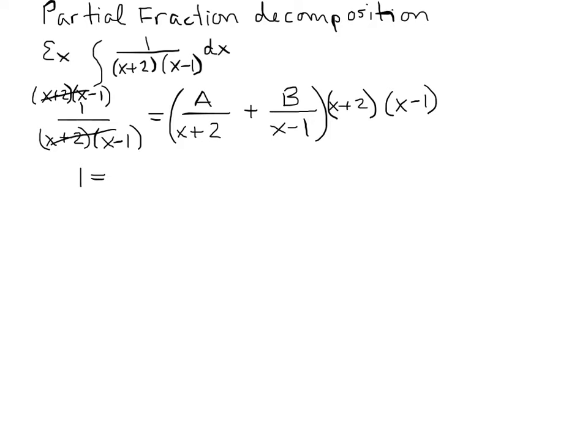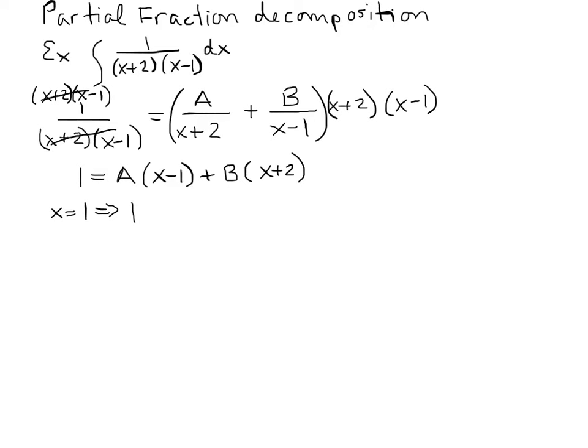On the right here, for the A term, the x plus 2's will cancel, so I will be left with A multiplied by x minus 1. On the B term, the x minus 1's cancel, and I'm left with B times x plus 2. Now where I'm trying to get to is solving for A and B. So if I chose x equal to 1, it would make this quantity right there 0. It would make A go away, and then I could solve for B. So I'm going to set x equal to 1.